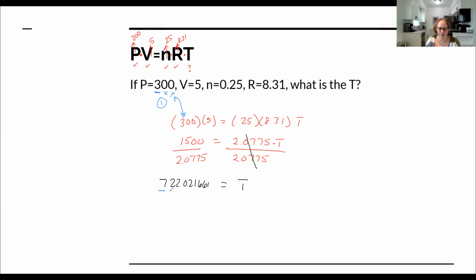I underline the first sig fig. That guy is at the 100 spot. So I'm going to round to the nearest 100. So I'm either going to round down to 700 or round up to 800. I look at the 2 and I'm going to round down. So 700 is my answer for T.